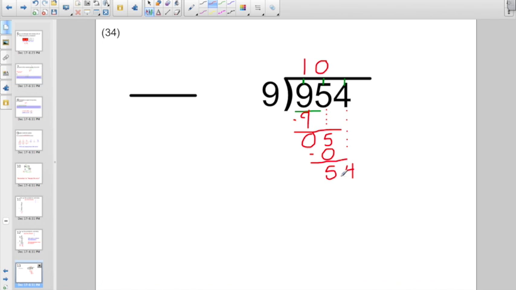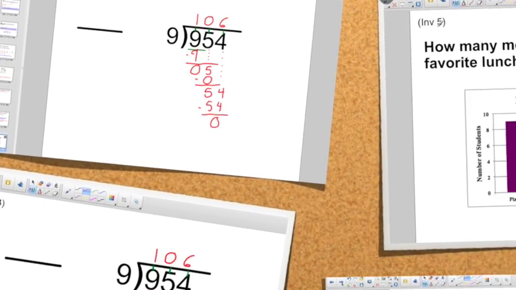And now 54 divided by 9. That's got to be 6. Multiply it back. The digit you just wrote, 6 times 9. Hey, that's 54. 54 minus 54 is 0, so I just have those 3 digits in my quotient. I didn't have to have a remainder.